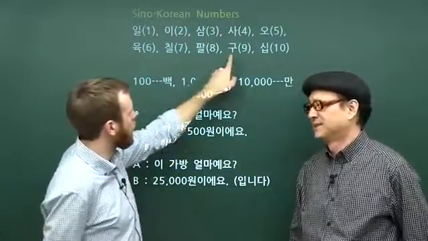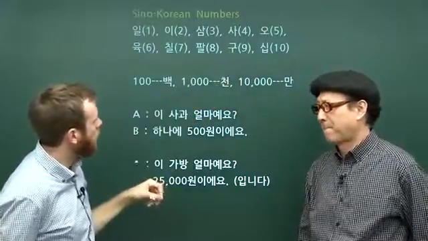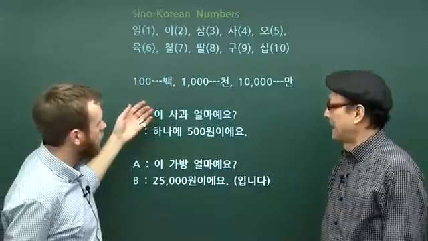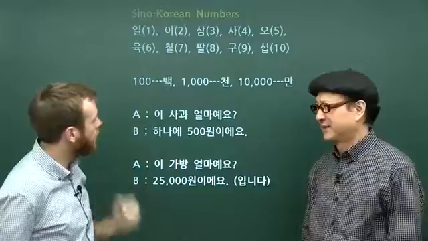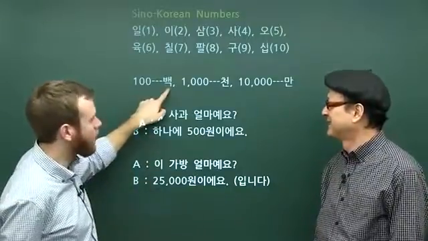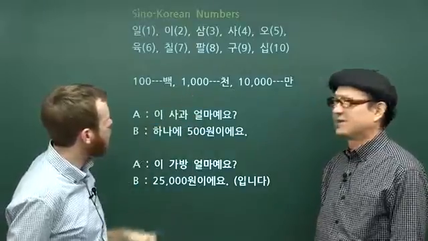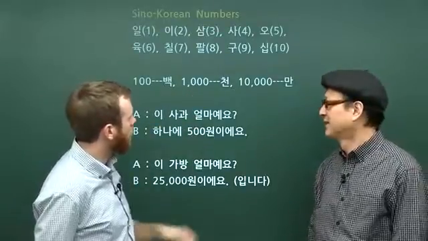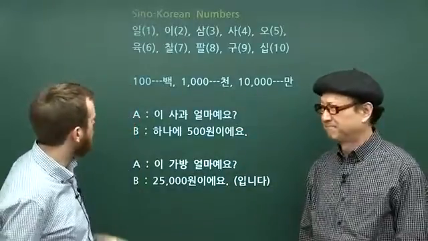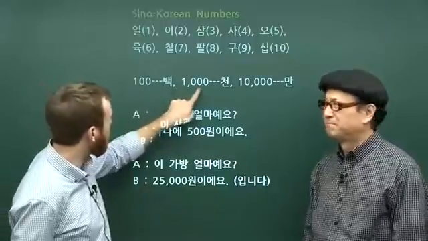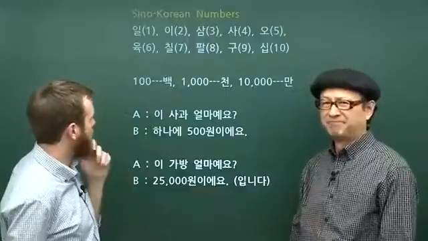99. Okay. So 9, 10, 9. 99. After 99, how about 10 and 10? No, 100. Okay. So 100 is baek. Next to 100 we have 1000, cheon. And next to 1000 we have 10,000, man. So 100, baek, 1000, cheon, and 10,000, man. Very good pronunciation. Oh, thank you very much.